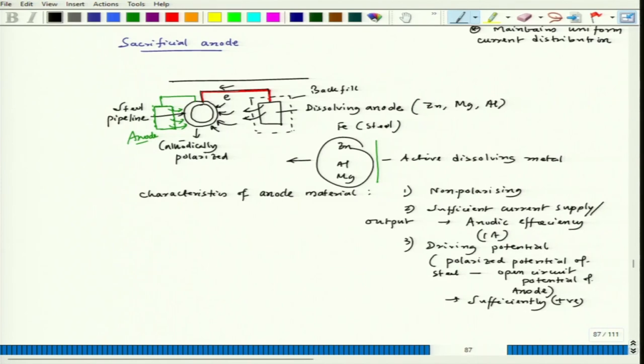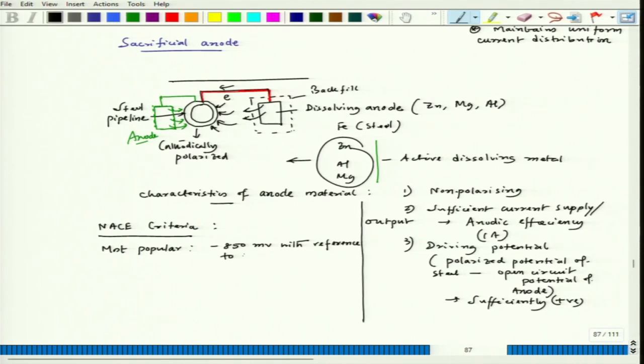Positive. Now, as per the criteria, there is one criteria, the NACE criteria. So, NACE criteria. There are different criteria that are used, the most popular one which is minus 850 millivolt with reference to copper, copper sulfate reference electrode.